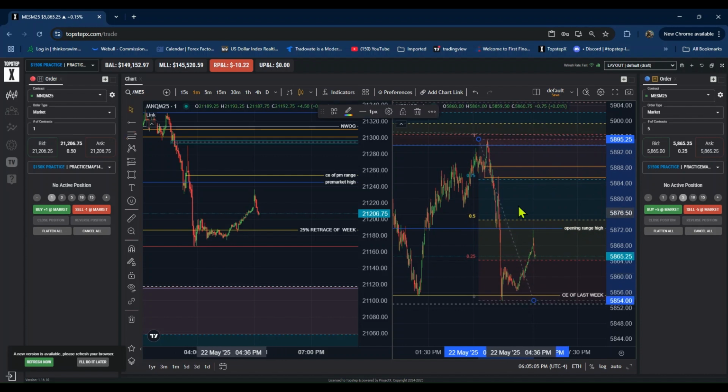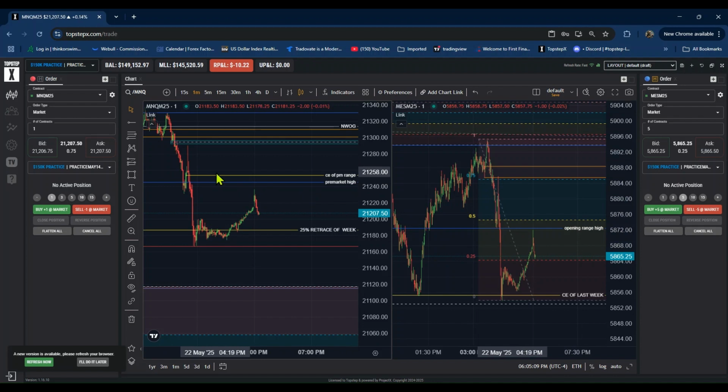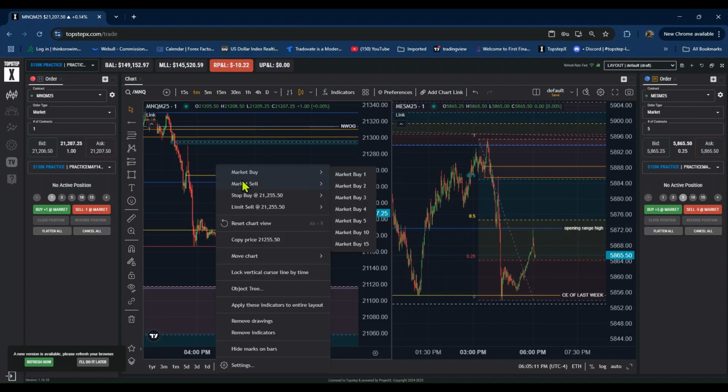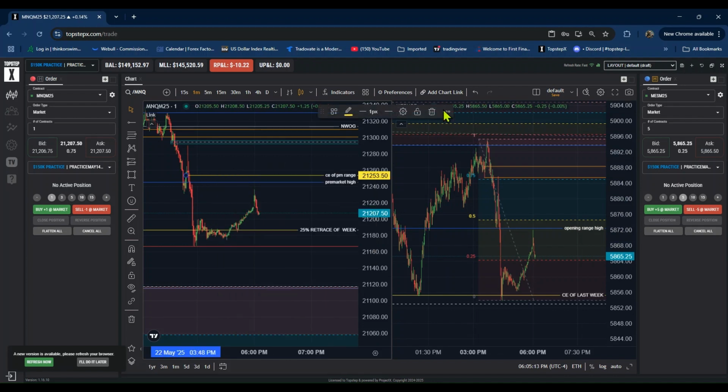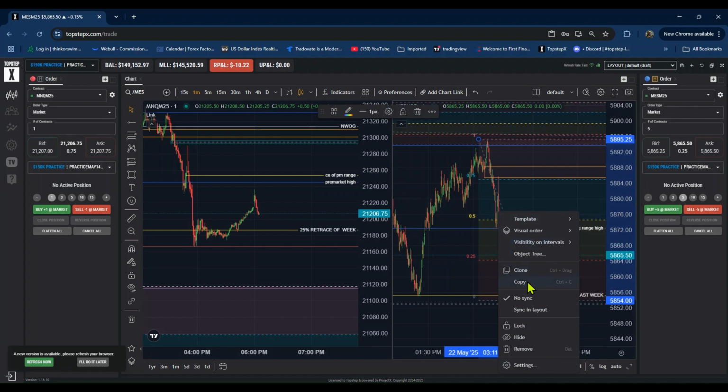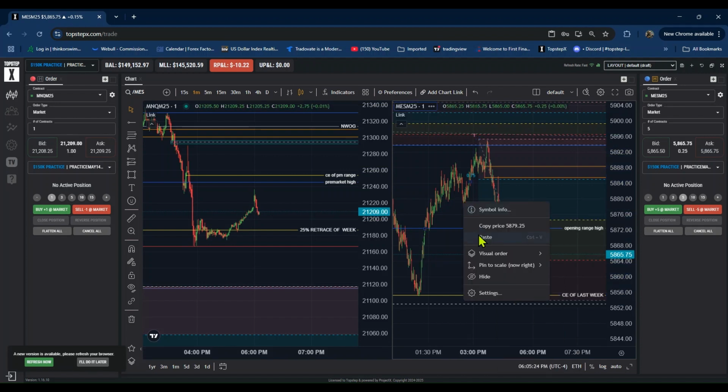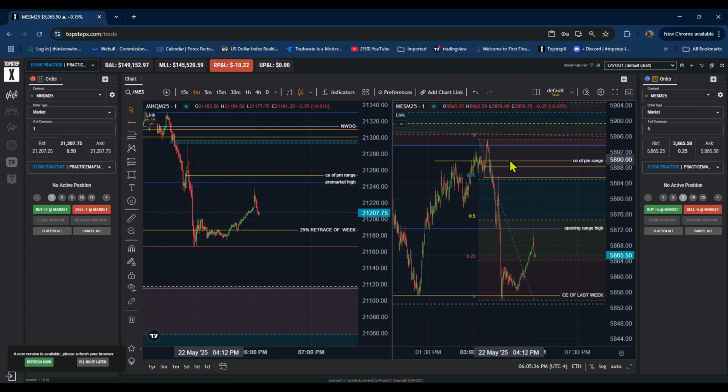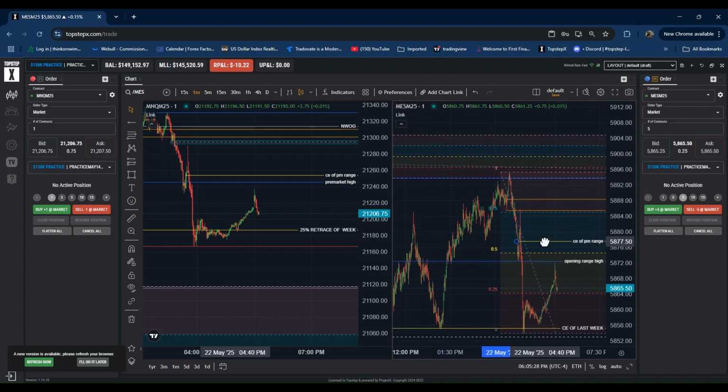There's the entirety of the range. Consequent encroachment is right there. I'll just copy this one. No. There we go. And then just paste it right. Oh, I have to do it off a different candle. Paste it right there. There we go. There's the E of the afternoon range.